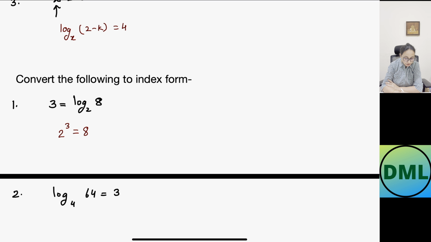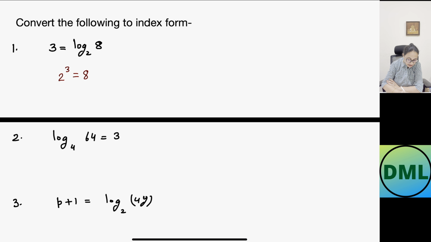Let's see the next example here. Log 4 of 64 is equal to 3. I need to write it down in the index form. So 4 will become the base. This will be 4 to the power 3 is equal to 64. Is 4 to the power 3 equal to 64? Yes, that is my answer. So my index form is correct. Let's see the next example here.